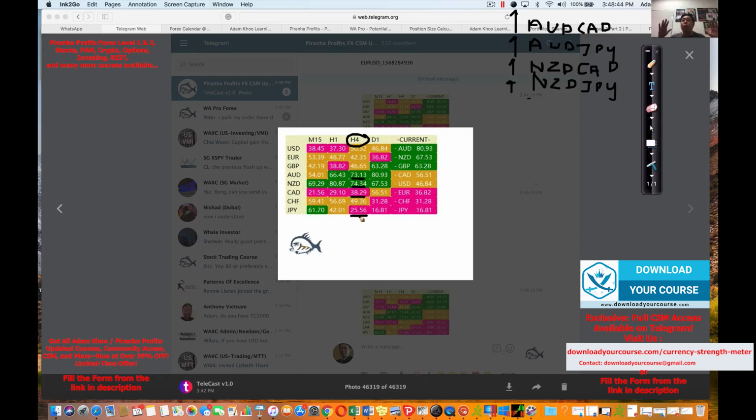At the same time, it won't make sense for me to trade the Canadian yen because both Canadian dollar and yen are both weak. So whether I buy one and sell the other or sell one buy the other, they are both weak. They're both not going anywhere, right? So you always want to pair a strong with a weak. That's the most important thing.